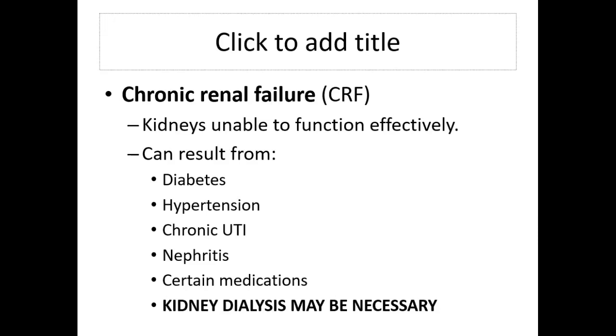High blood pressure or hypertension also is another disease that can cause chronic renal failure. So the damage of the blood pressure being high over long term. Chronic urinary tract infections, kidney infections, certain medications, all of that. If a person has chronic renal failure, it's very possible that they might need kidney dialysis. And so that's something to be aware of.